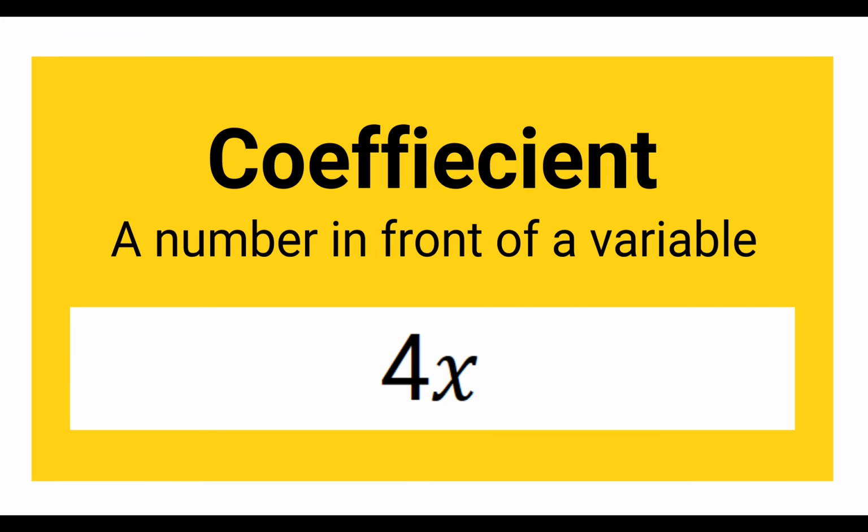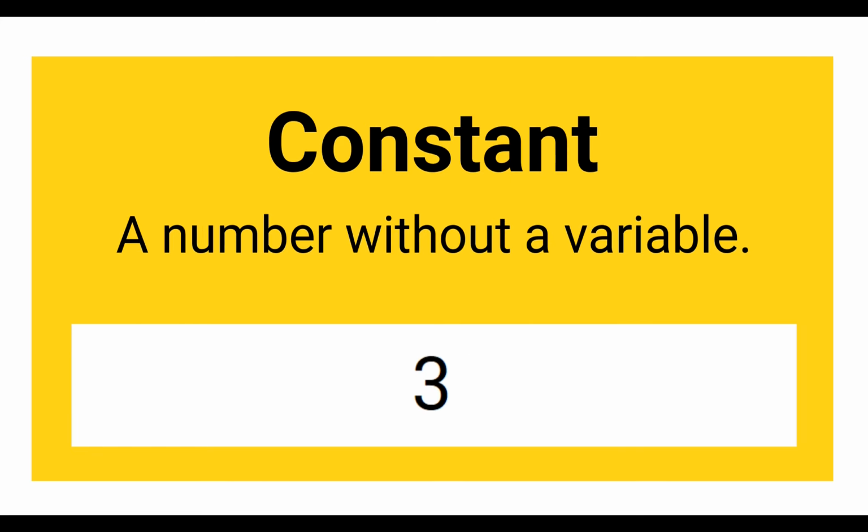Coefficient. This is a number in front of the variable. So in our example, what is the coefficient of x? It's going to be 4. A constant value. This is a number without a variable. Now, if you bear in mind that a variable is an alphabet letter that has a specific numeric value we don't know, a constant is saying, hey, this number is just going to stay constant in its value because it doesn't have any variables next to it.